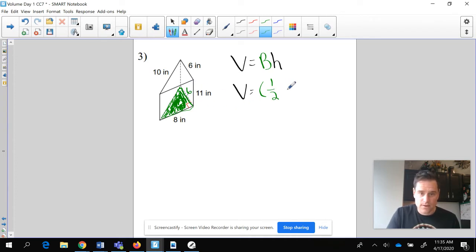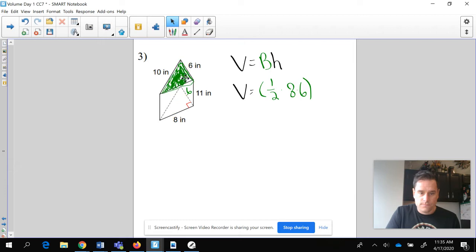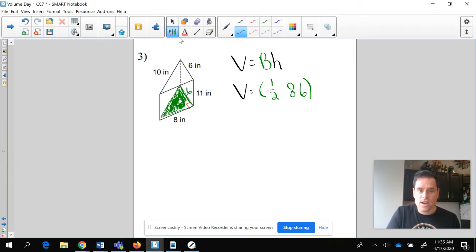because that's the height of the triangle. So it's the area of the base times the height. The height from this base to the other base, take a look here. The height from each of these is 11. Do you see the number we're not going to use? Can you see the number we're not going to use? We're not going to use 10.